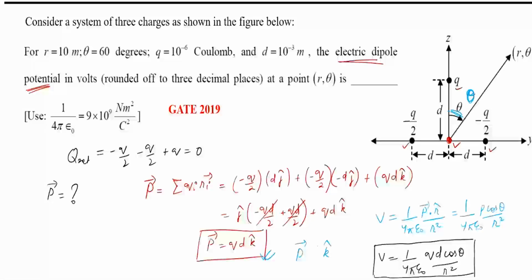Sir, one doubt. You have written this formula in blue color, P dot R cap, the formula of voltage. Not voltage, it's potential. Yes, sir, potential. When we put the value of dipole moment P vector, then we have to calculate the dot product of K cap and R cap. Sir, which of these two formulas is more suitable, more accurate for solving? No, both formulas are the same.